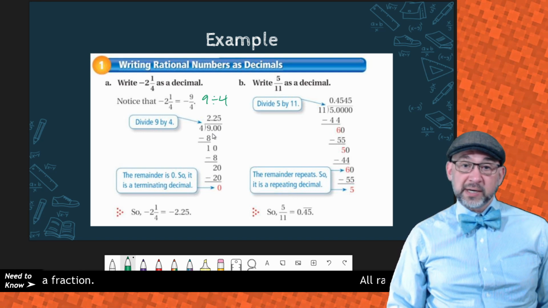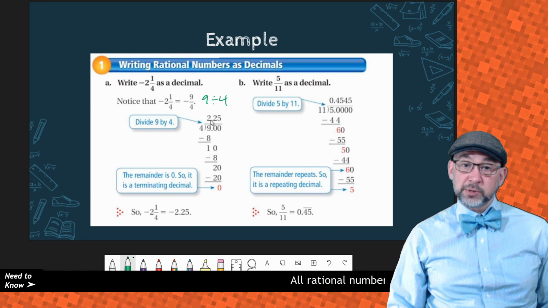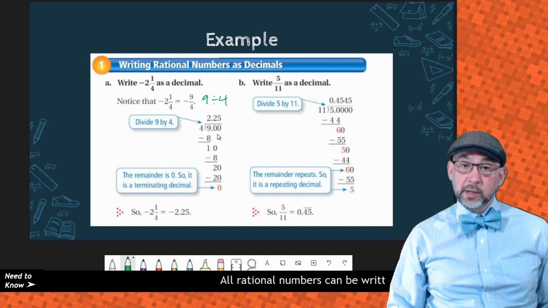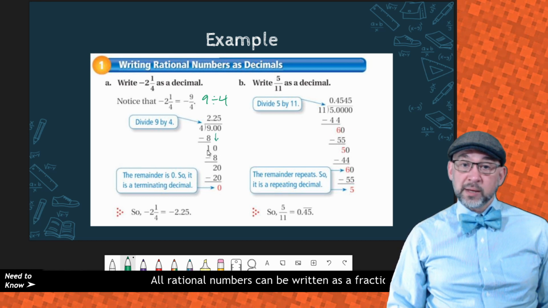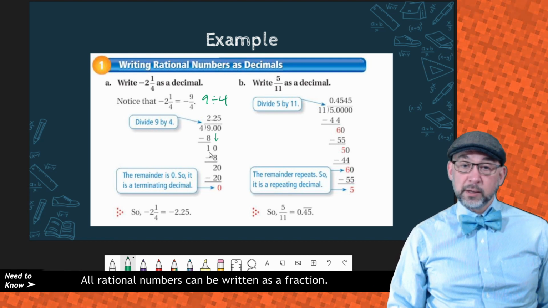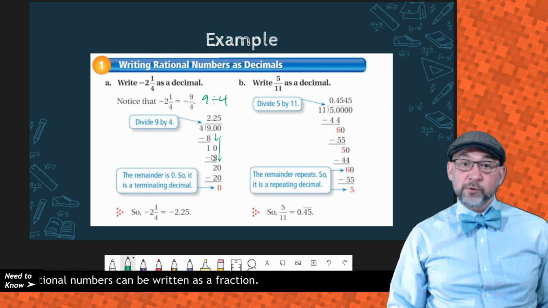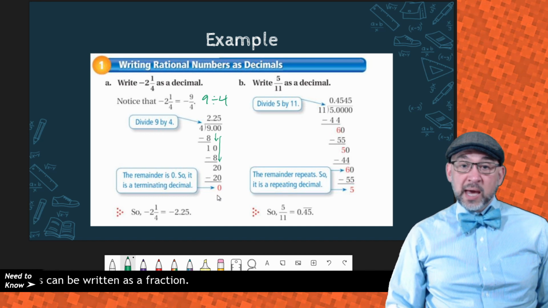So I set that up with my dividend in the box, the divisor outside the box. 4 goes into 9 2 times. I multiply and I get an 8. 9 minus 8 is 1. And I'm going to add some zeros and bring that down. Now I have a 10. 4 goes into 10 2 times. 2 times 4 is 8. 10 minus 8 is 2. I bring down another 0. And 4 goes into 20 5 times. 5 times 4 is 20. And I get to a 0.